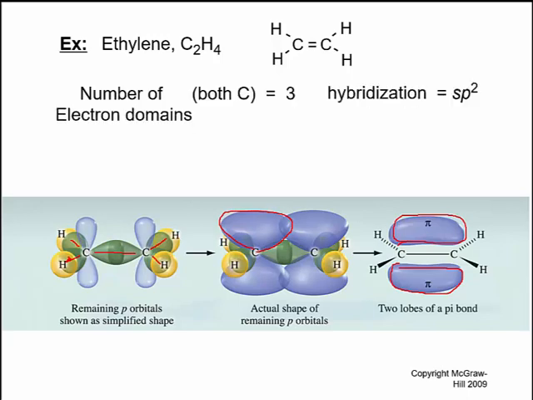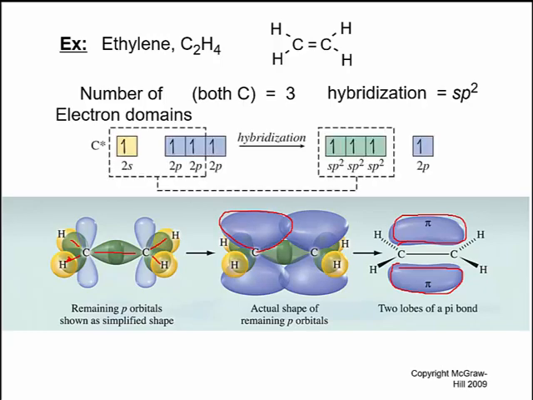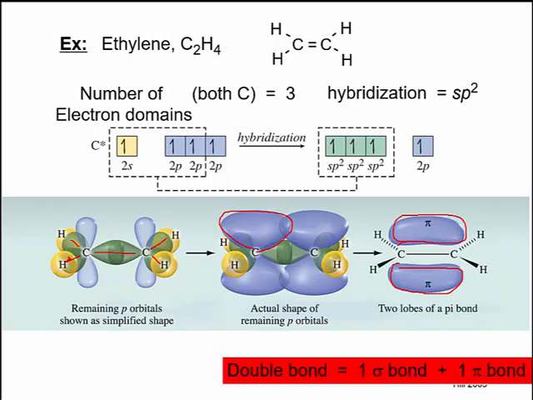So the number of electron domains in both carbons is 3, which means its hybridization has got to be sp2. So we make some sp2 hybrids out of our s's and p's. That's going to form our backbone. We've got 1 double bond, consisting of both this sigma bond here and this end-to-end overlap here. That's our pi bond, right?